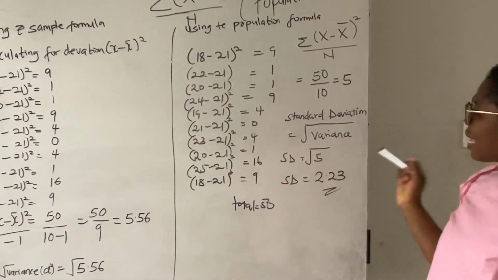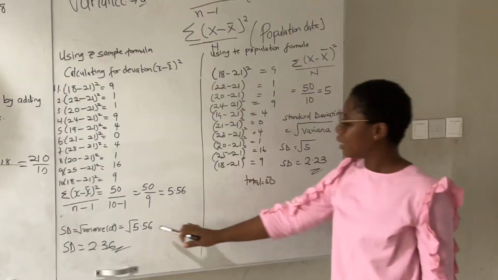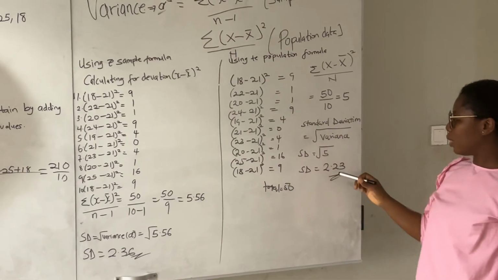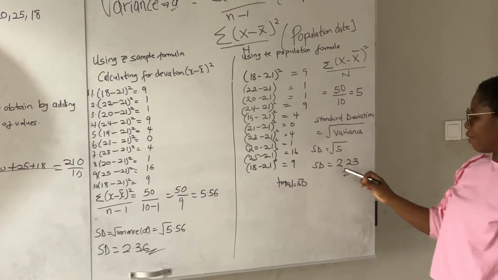And since the values here are different, you also get a different answer for the standard deviation, which is square root of variance, giving us 2.23.